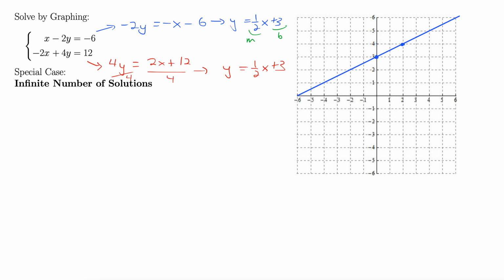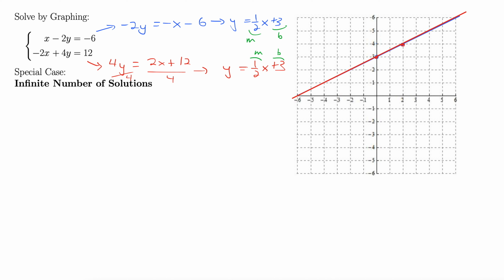Now, do you notice anything about that line compared to the one before it? Indeed. Look at that. Here's our slope, here's our y-intercept. These are the same line. When we plot this bottom line, it's right on top of the top line. There's our y-intercept, there's our slope of 1/2. Connect the dots to get a line. There we have it. Those lines are right on top of each other.